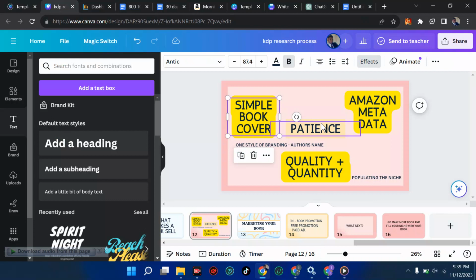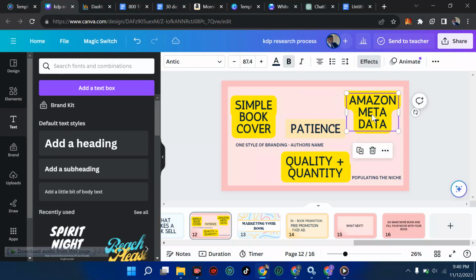Then another one is patience. Some of you publish a book, and after 2 days you're tired and confused. So exercise patience when you make a book. Be patient enough to let the book rank. For a new release, Amazon tries to give your book some push when you make it. Then in a space of 2 or 3 months, your book will start selling.